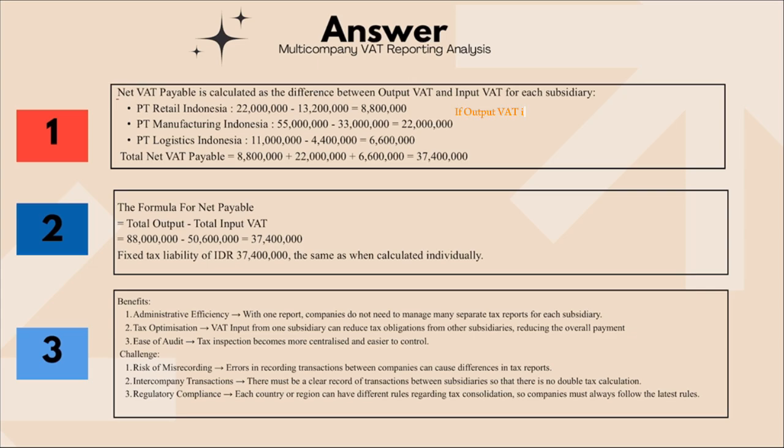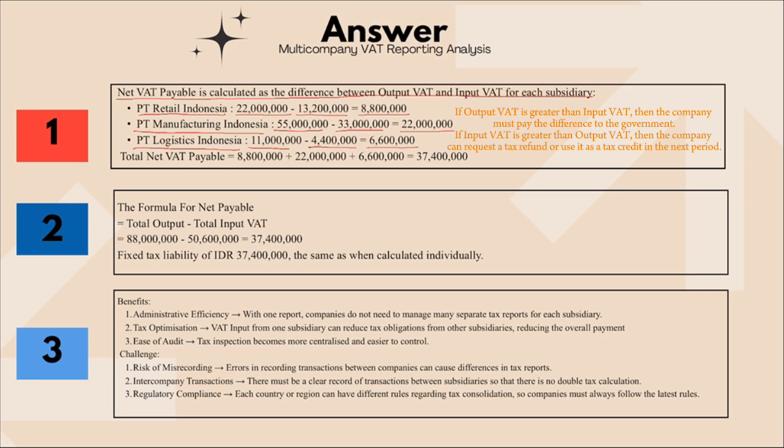If output VAT is greater than input VAT, then the company must pay the difference to the government. If input VAT is greater than output VAT, then the company can request a tax refund or use it as a tax credit in the next period. Why should companies calculate separately for each subsidiary? Because each company has different transactions. The amount of tax to be paid is also different. By recording separately, the company can clearly understand the tax obligation of each subsidiary.